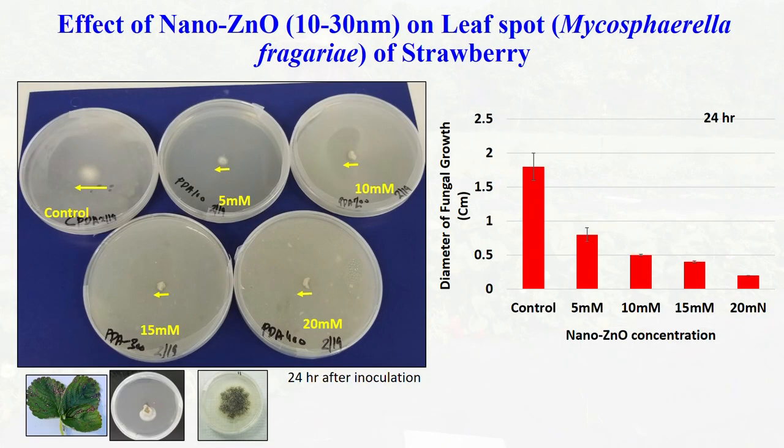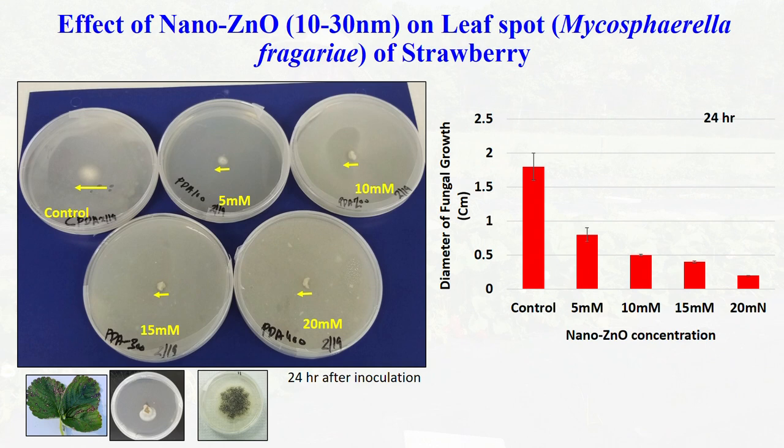So I isolated this fungus, and then I made different kinds of petri dish plates. These are control plates, and all these are infused with nanoparticles. I used nano zinc oxide, 10 to 30 nanometers in diameter. Fungal growth is maximum in the control. This is just after 24 hours. I conducted it on the 19th of February.